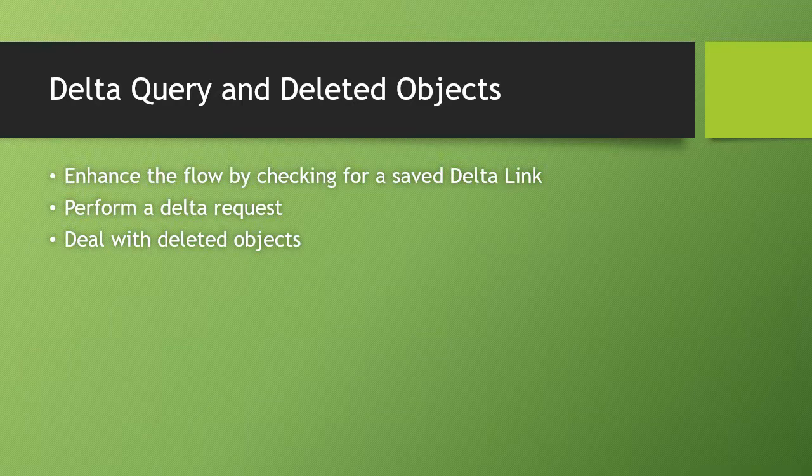So here we go. Enhance the flow. In order to do this, we're going to add a SharePoint list action that checks to see if we have a saved Delta link. And then we'll put in a condition to determine whether we run the initial flow we created yesterday or the new Delta query that we're going to run today.